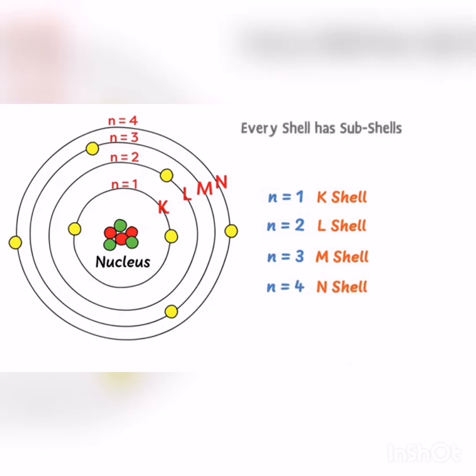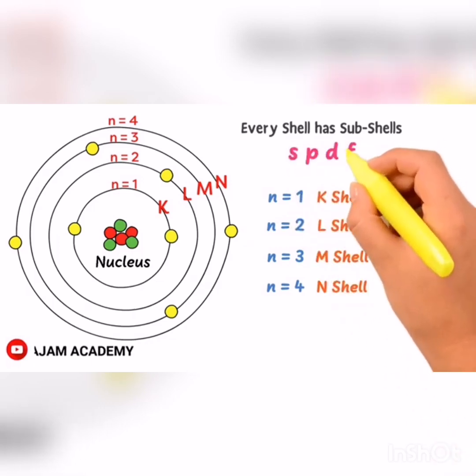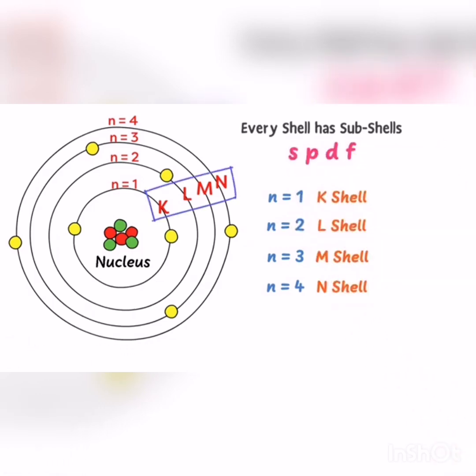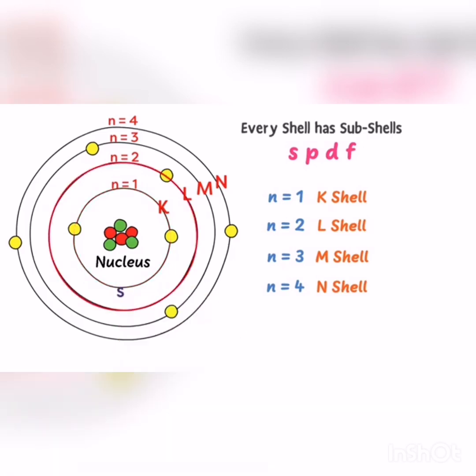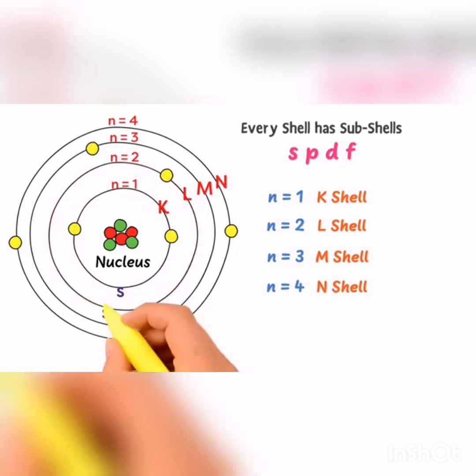Secondly, every shell is divided into subshells or sub-energy levels. Subshells are denoted by s, p, d and f. So K, L, M and N are main shells, while s, p, d, f are subshells within main shells. The first or K shell has only one subshell, s. The second or L shell has two subshells, s and p.